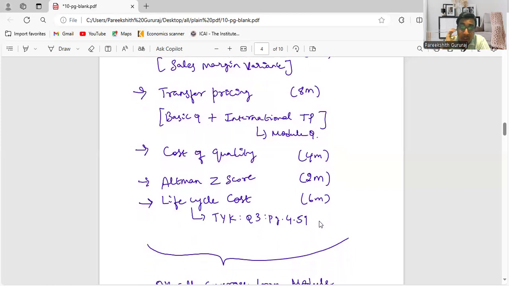The next question was on cost of quality, wherein they had given 4 to 5 costs, and you had to classify them as appraisal cost or preventive cost.